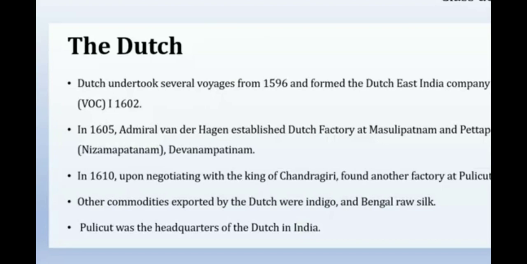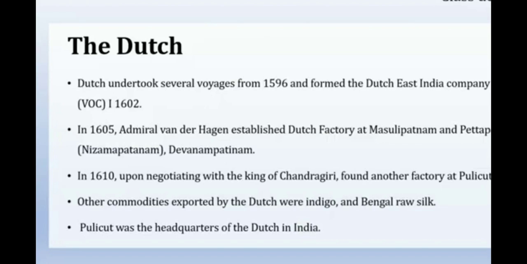In 1605, a Dutch factory at Mazulipatinam was started by Admiral van der Hang. Admiral van der Hang started one Dutch factory at Mazulipatinam, and Pettapoli and Devanipatinam. Okay, when did they start this factory? In 1605. By whom? By the Dutch people, the Dutch East India Company.